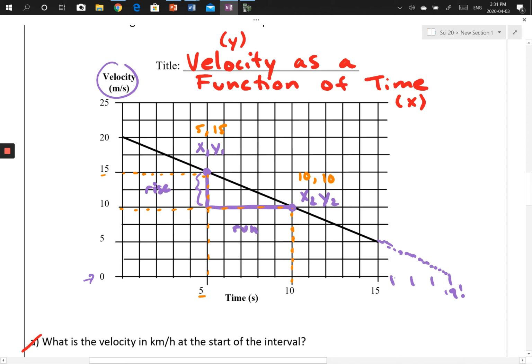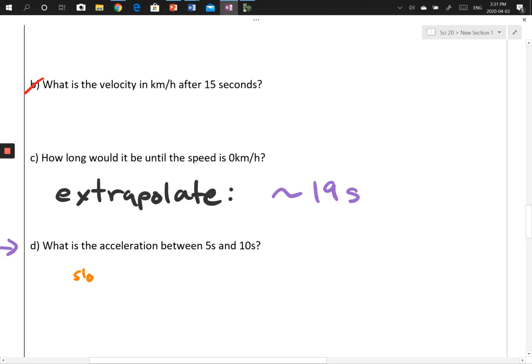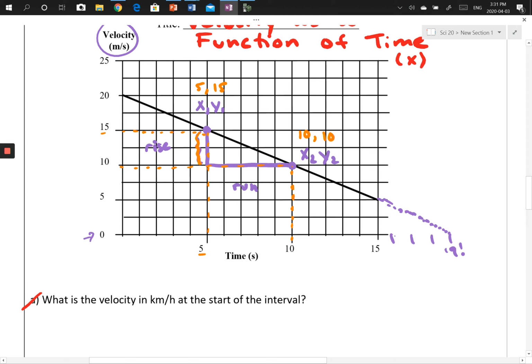So I want to know over those 5 seconds what happened to my y value and what happened to my x value. So my rise, or my y value, actually went from 15 to 10. So if I took y2 minus y1, I'm actually going to get a negative number. So it went down 5. To find my slope, it's my delta y over my delta x. My delta y was actually negative 5 meters per second. Okay, so my velocity dropped by 5.